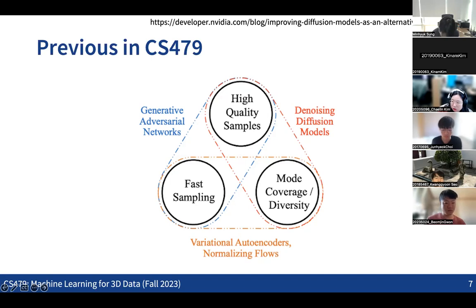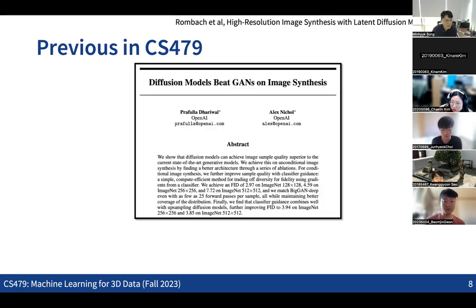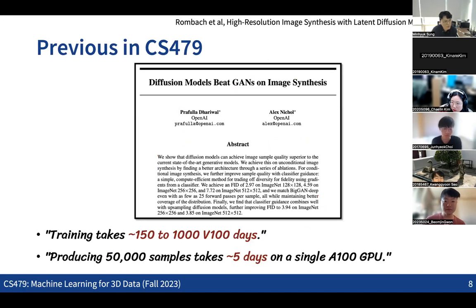That's why we also discussed the idea of the diffusion model, which gives high quality sample outputs and does not have the mode collapse issue. But the problem of the diffusion model is that it takes too much time, both for training and generation. We saw the example of the first diffusion model that beat the previous GAN model: the training took too much time, and even the generation of data samples took too much time.